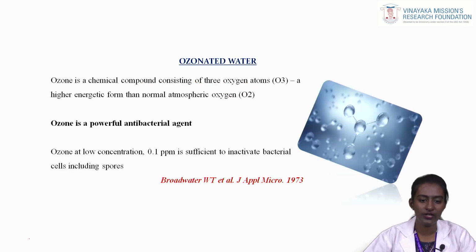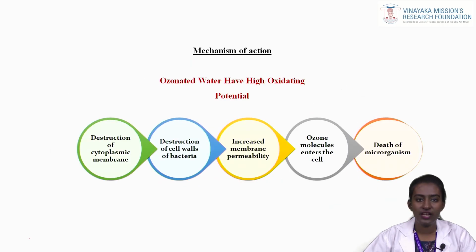The second one is ozonated water. It is basically a chemical compound consisting of 3 oxygen atoms. It is a more energetic form than normal atmospheric oxygen. It is a powerful antibacterial agent, and ozone at a low concentration like 0.1 ppm is sufficient to inactivate bacterial cells including spores. The mechanism of action is destruction of the cytoplasmic membrane and of the cell walls of the bacteria, which in turn increases membrane permeability, and the ozone molecule enters the cell and causes the death of the microorganisms.